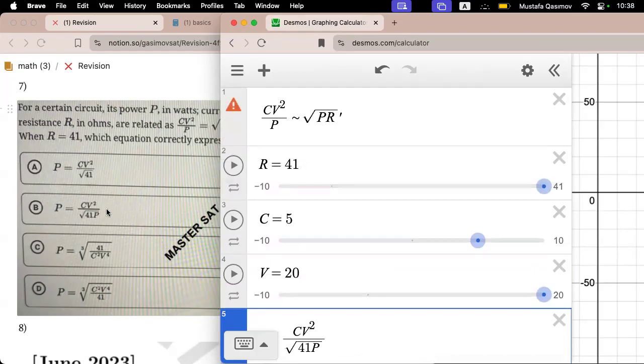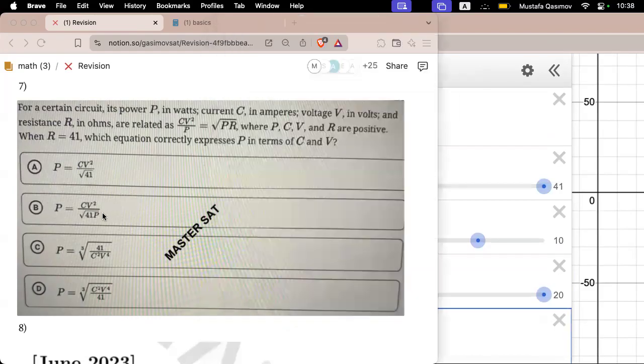Because you have P here. In question says that express P in terms of C and V. So when you have P in second part, okay, like B, it is automatically not correct. You don't need to write it to decimals.